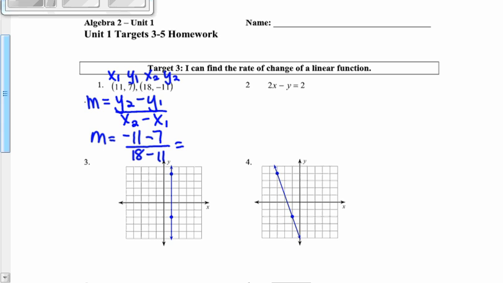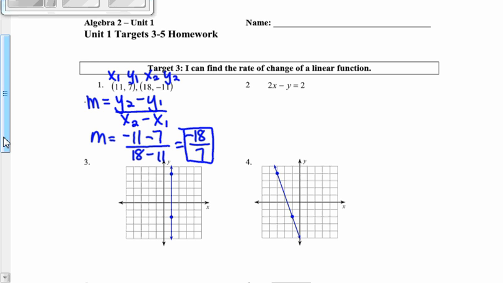So simplifying that, negative 11 minus 7 is negative 18. Negative 18 minus 11 would be 7. And we can't simplify that any further, so that would be our final answer.